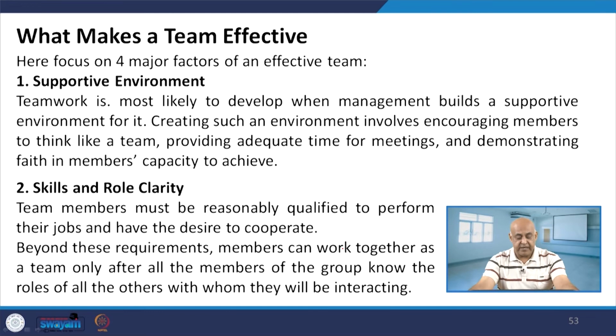Second is skills and role clarity. Team members must be reasonably qualified to perform their jobs and have the desire to cooperate. Beyond these requirements, members can work together, right, and therefore in that case they know what my role is and what the role of the others is. So that clarity is there.